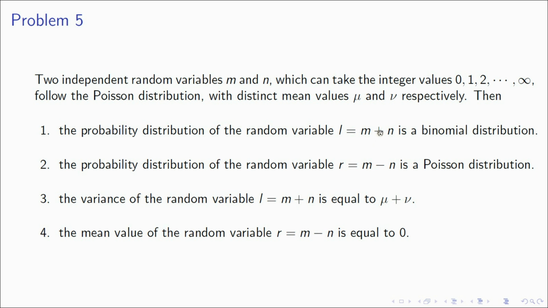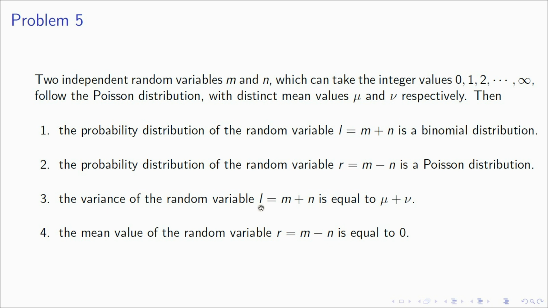So the second one says the random variable r equal to m minus 1 follows a Poisson distribution. That also is, of course, no. And the next says the variance of the random variable m plus n is equal to mu plus nu, and then the last says the mean value of random variable r equal to m minus 1 is equal to 0. So the mean value of the sum or the difference of two random variables is basically the sum or the difference of the two means. So here it will be 0 only if m and n are the same. So this is also, of course, not right.